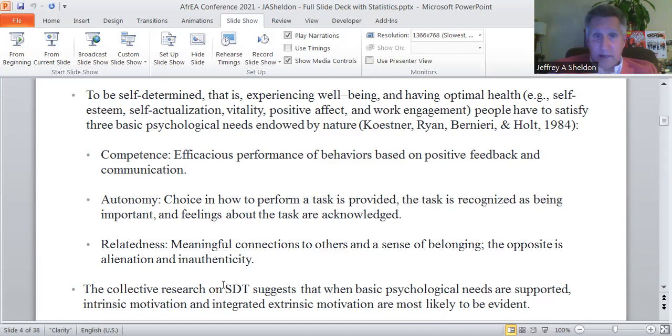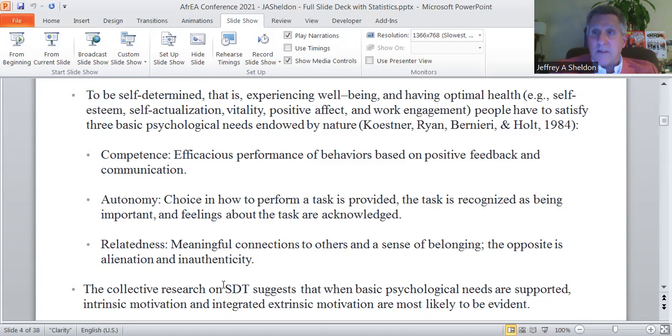And so these three things are competence, which is the efficacious performance of behaviors based on positive feedback and communication. Which means that if you're doing something, and somebody comes along and says, hey, you're doing a really great job at that, well, you feel competent. You feel like someone recognizes the fact that you are, in fact, doing a good job, performing something at a really high level.